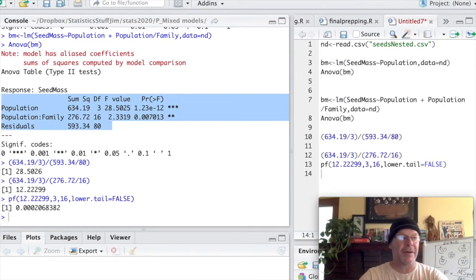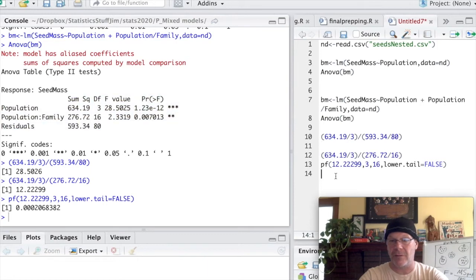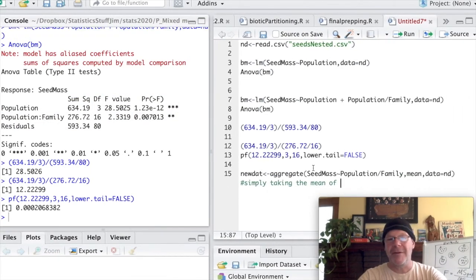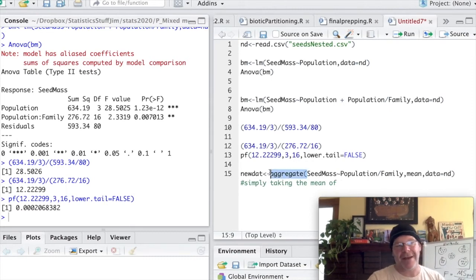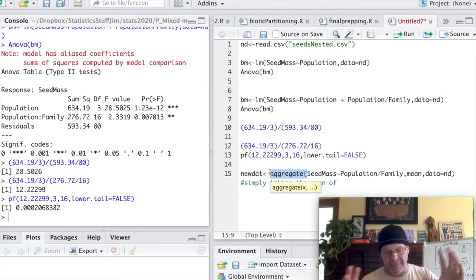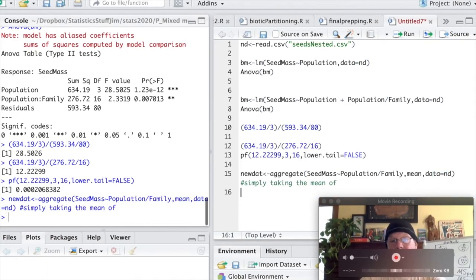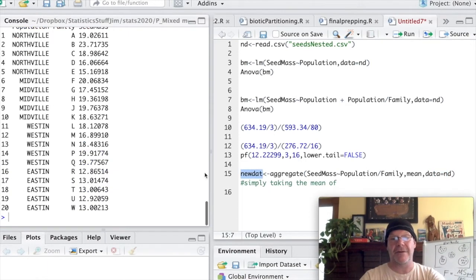What I'm going to do is create new data really quickly, just to point out how this all looks. What did I do here to make this new data? I'm using this function called aggregate. Aggregate is just a way that you can summarize different parts of a data frame. What do I want it to aggregate? I want it to do something with seed mass, and I want family within population, and I want it to give me the mean. And then this is the data that I'm using. So basically this is going to give me the mean for each family.